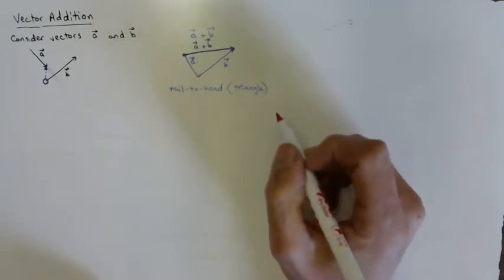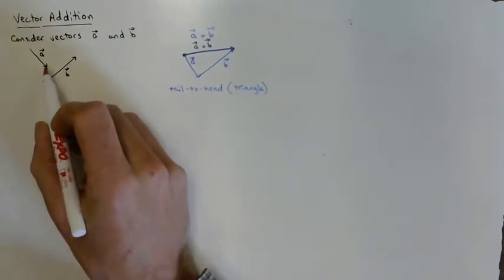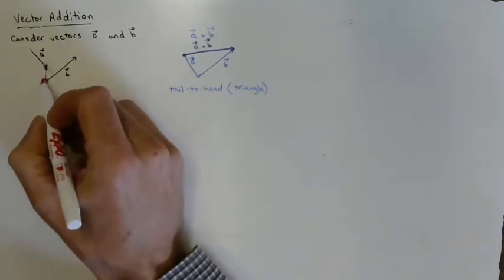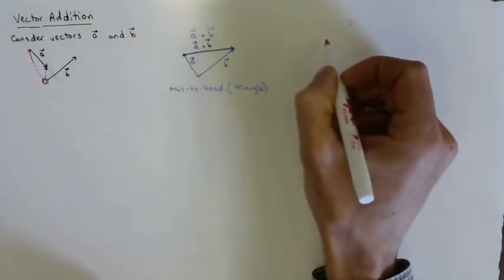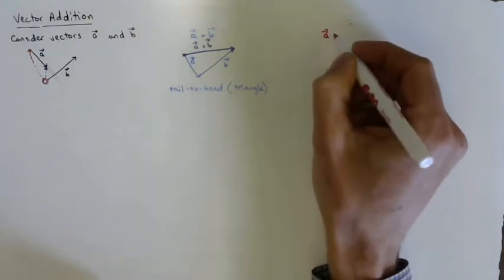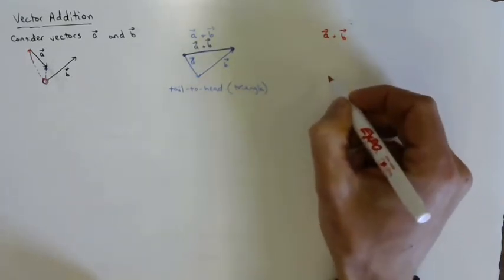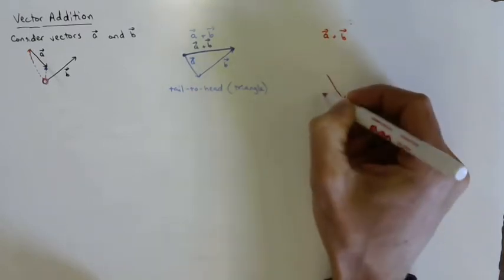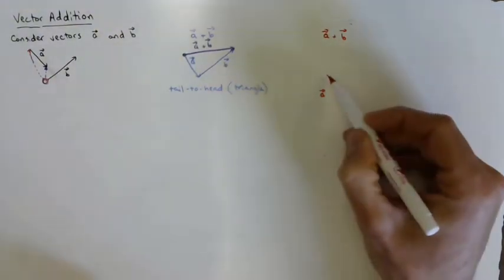In the tail-to-tail method, instead of translating the tail of b to the head of a, I'm actually going to translate the tail of b to the tail of a. So there's our translation arrow, and my diagram for a plus b is going to look a little bit like this. I've got vector a, again copying as best I can, and then I take the tail of vector b and start it right where the tail of vector a is.